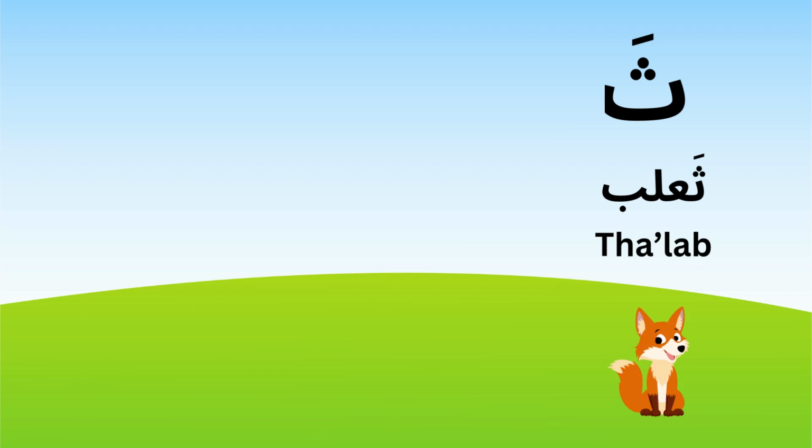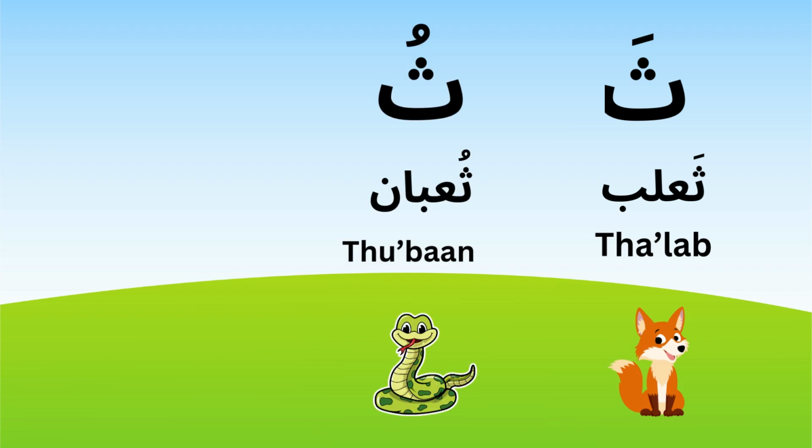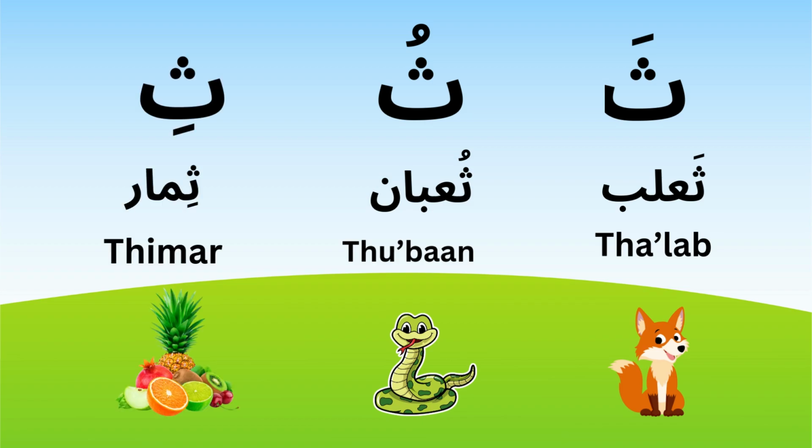Short vowels of tha. With fatha, say tha, example, tharlab. With damma, say thu, example, thorban. With kasra, say thi, example, athimar.